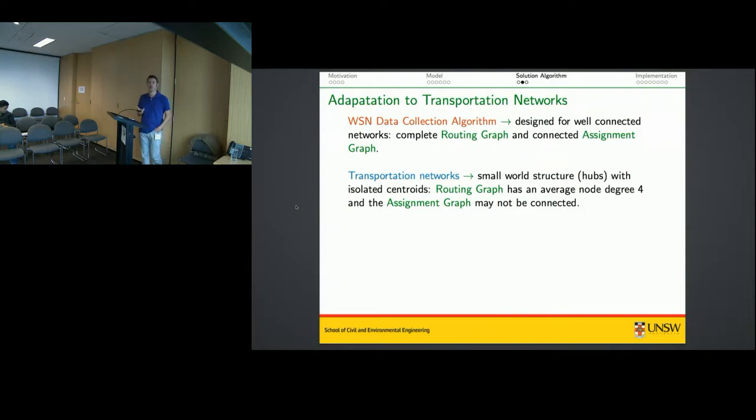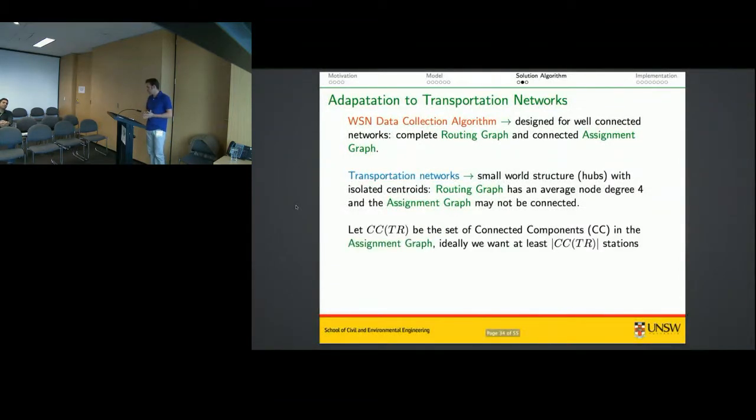Transportation networks have a small world structure, with isolated centroids. This happens a lot when you look at the detailed transportation network, where you have a suburb which needs to be serviced, but it's on average very far. Basically that means that the routing graph has a more lattice-like structure, and the assignment graph will be something which may not be connected for any value of the transit range.